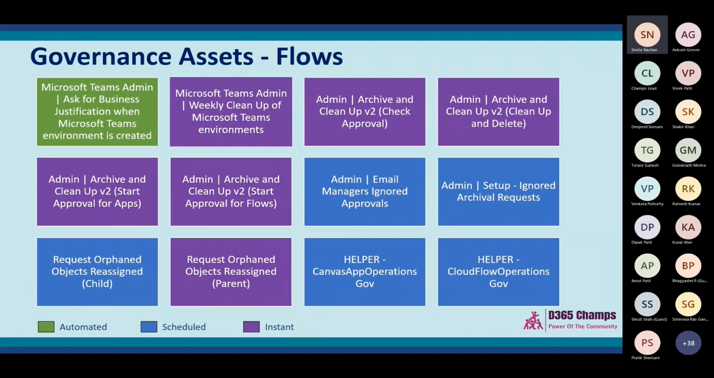Then we do have this archive and cleanup V2. It runs on a daily basis for the cleanup of the task. It deletes the timed-out requests and deletes the flows and the apps. So here are so many flows we have, but due to the time constraint, we cannot go through each of them.